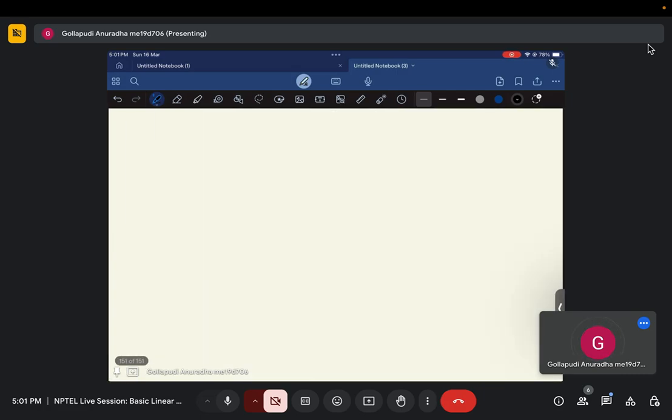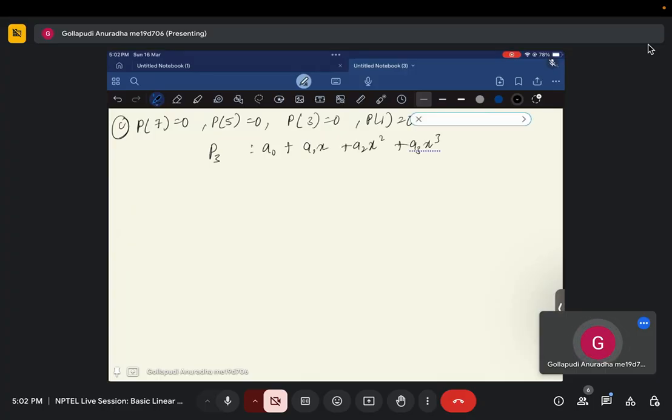Yeah. Let's go to the next question. So I said that P(7) = 0, P(5) = 0, P(3) = 0, and P(1) = 0, and polynomial P3: a0 + a1x + a2x² + a3x³. So what will be the basis for this? Just think and tell me.